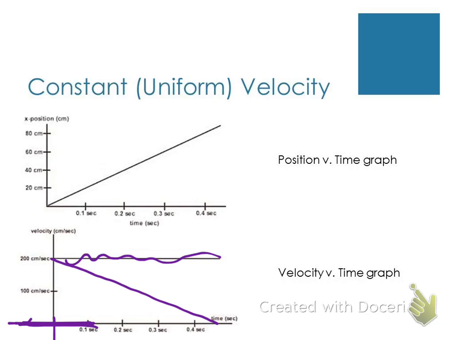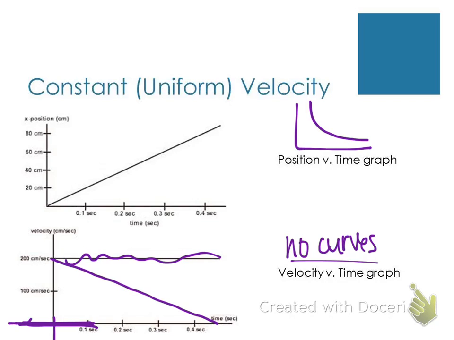If we wanted to see something that was slowing down on a position versus time graph, it would look like this. So we would have a curve. Position versus time graphs are the only ones with curves. I want to make that clear. Only ones with curves. We will not have curves on velocity versus time graphs. No curves. Don't do it.